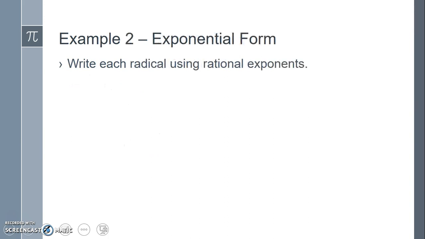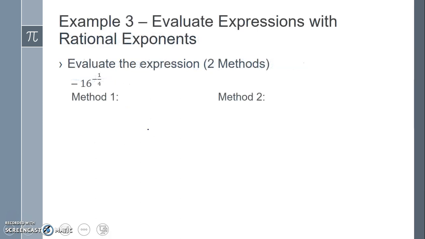So let's look at another example. Basically, just take it and go the other direction. Write each radical using rational exponents. So first one, the third root, or cube root, of y is the same as y to the 1/3. Let's look at another one. The eighth root of c is the same as c to the 1/8. Pretty simple. Now, let's take it one step further.